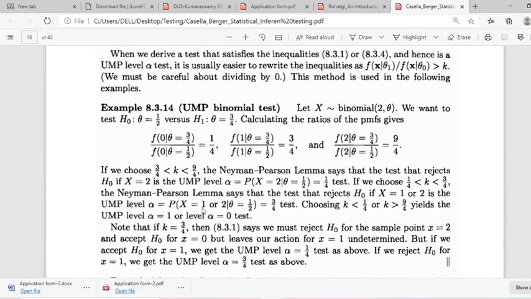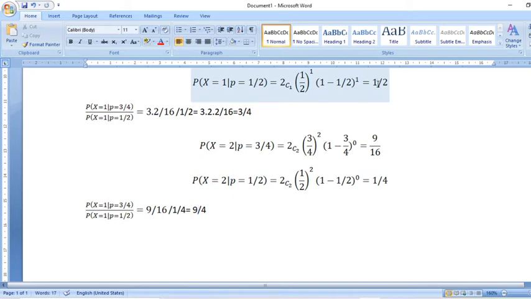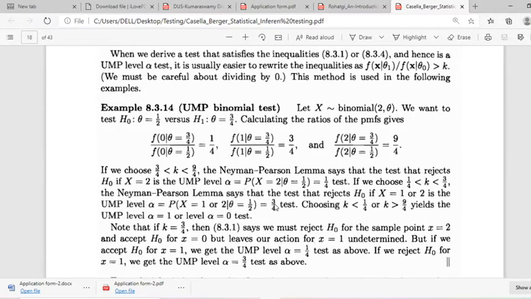So what will be the probability of type 1 error? Alpha equal to probability of x equal to 1 or 2 given null hypothesis true, that is theta equal to 1 by 2. I think we have computed that. In the case of 1 it is 1 by 2. In the case of 2 it is 1 by 4. So 1 by 2 plus 1 by 4 means 3 by 4. We added two probabilities: probability of x equal to 1 when theta equal to 1 by 2, and probability of x equal to 2 when theta equal to 1 by 2. So the sum is 3 by 4.